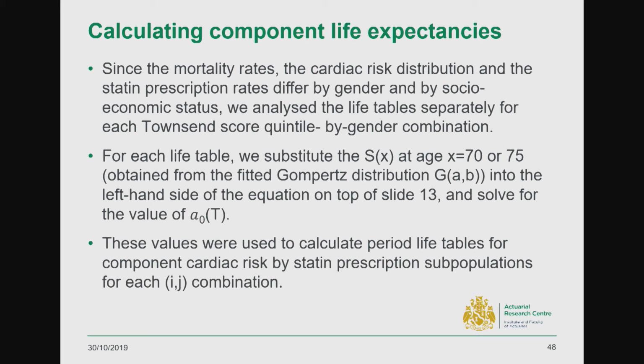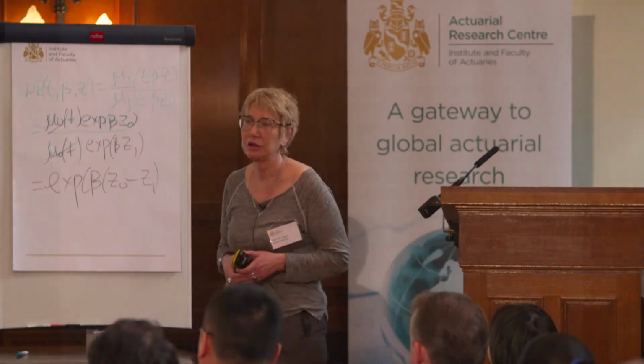So as I said, we are going to do quite a few subpopulations here. First of all, we do our calculations separately for each combination of Townsend score quintile by gender. So it will be 10 different period life expectancy tables. And we are going to split each of those tables into subpopulation life expectancy, depending on 3 cardiac risk groups and statins, no statins. So into 6 different life expectancies for those risk by treatment combinations.